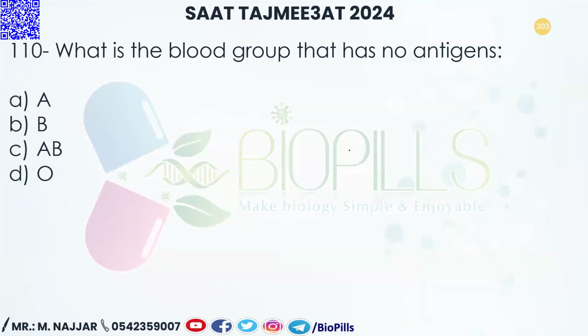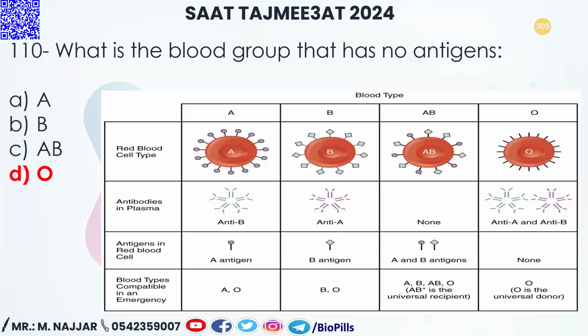What is the blood group that has no antigen? There is a blood group I illustrated before that has no antigen. Yes, perfect. The blood group O has no antigen. If you are looking here, the red blood cell surface has no antigen. So what is the blood group that has no antibody? Yes, correct. It's AB. It has no antibody. Perfect.